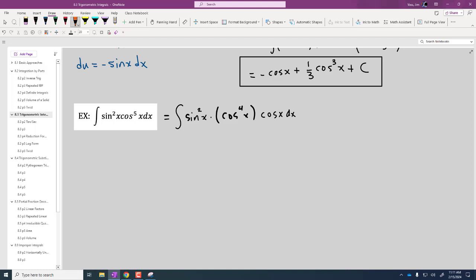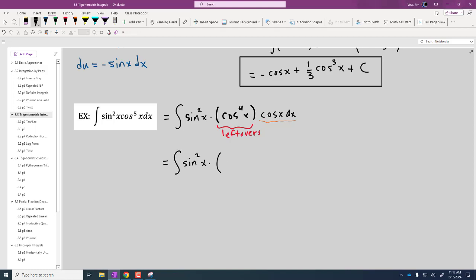So we're thinking about grouping the cosine with the differential. What do you think we're going to end up letting u equal? Sine, so that when we take sine's derivative, it grabs that factor that we grouped with the differential. But before we get to that, we have to convert the leftovers. These right here are the leftovers, the ones that were left behind. We took one away. We want to convert those to sines. We know that cosine squared is 1 minus sine squared. So that's where we're going.